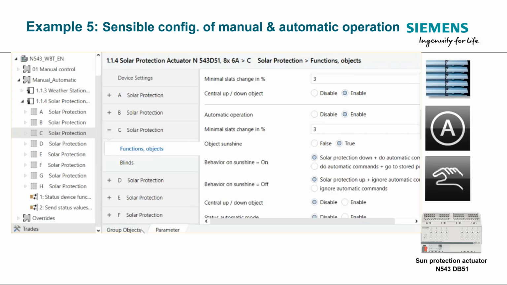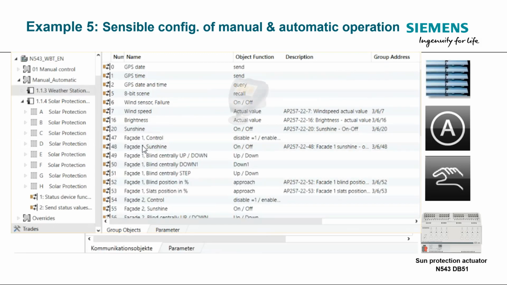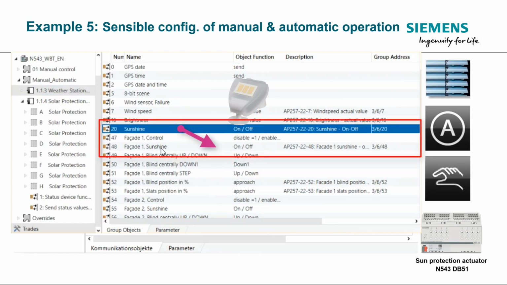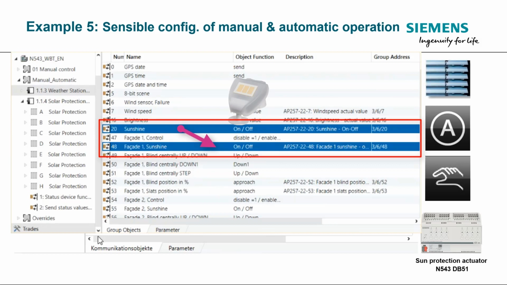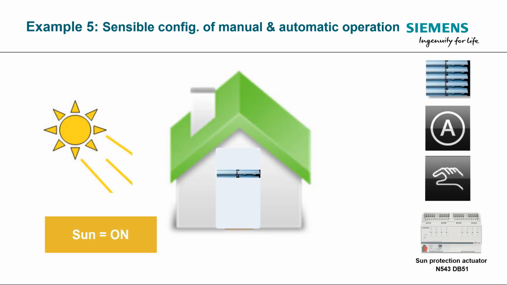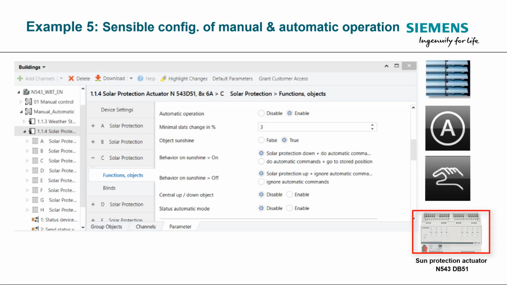The object sunshine becomes important in connection with the weather central AP25722. This object is basically identical with the limit value indicator sun yes-no, but related to the facade angle. Only if the sun shines on the respective facade, the object is set to 1 and the associated action takes place. And only in this case does the actuator react at all to the 8-bit automatic commands. The two options of the sunshine object must correspond exactly with the weather central settings.